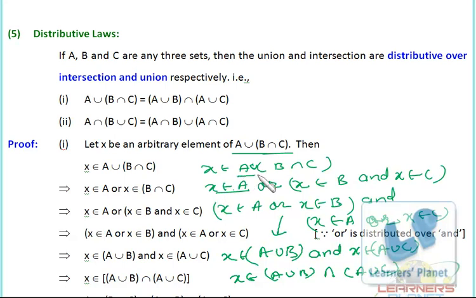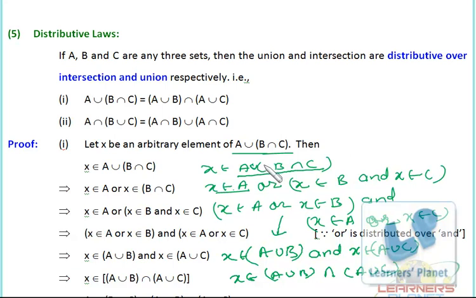That means this is subset of this. That means A union (B intersection C) is subset of this. Okay. Similarly, we can start with this and we can end with this. So once again, this is subset of this and this is subset of this. So both of them will be equal.